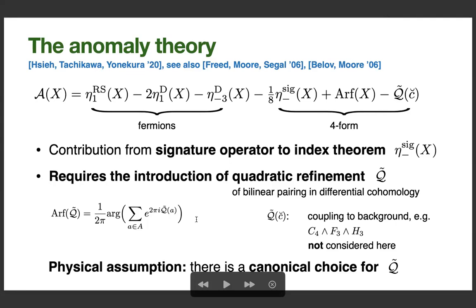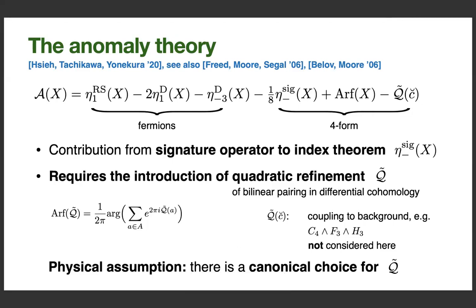Now, one physical assumption that enters here, and I'll come back to it at the very end of my talk, is that we assume there is a canonical choice for this quadratic refinement for a general spin GL plus manifold. And then you use exactly this canonical choice in order to evaluate your anomaly field theory.